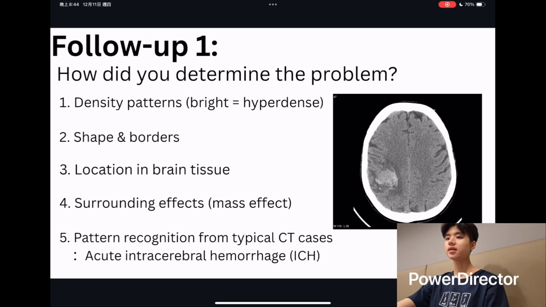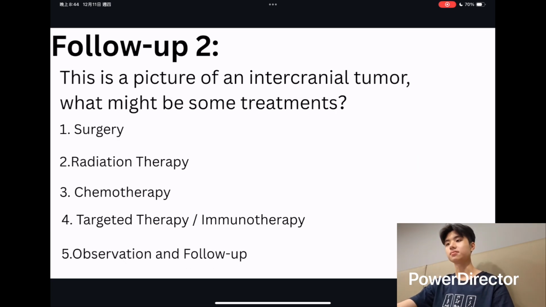Okay, the next question. We offered ChatGPT accurate information. The question is: this is a picture of an intracranial tumor, what might be some treatments? The first treatment ChatGPT recommended is surgery. Just cut the tumor off.